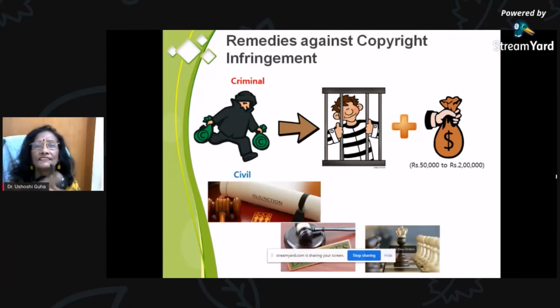And then remedies against copyright: there are civil remedies also, there are criminal remedies also. In criminal remedies, the penalty I've already mentioned, it is between 50,000 to 2 lakh. And in civil remedies, there is injunction. That means the person who has infringed your copyright has to withdraw or sometimes pay the fine as the court assigns. But then there are legal remedies. I should have written legal remedies, criminal also, civil remedies against copyright infringement.